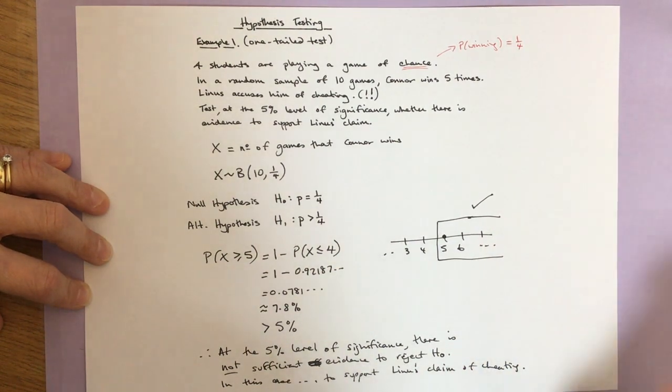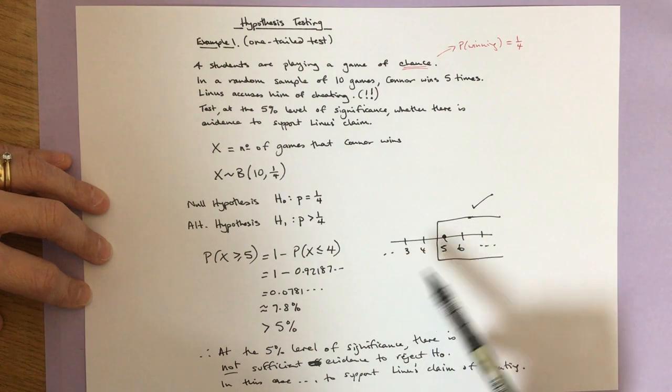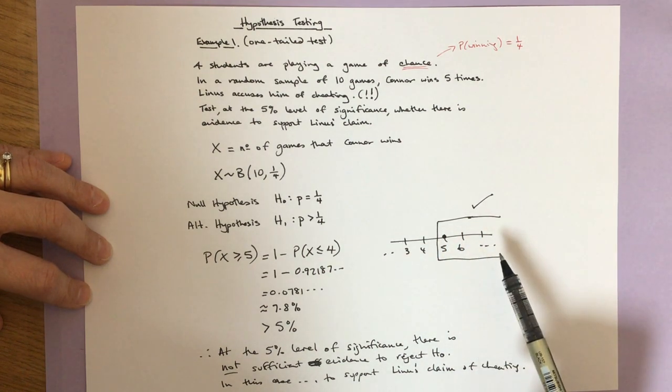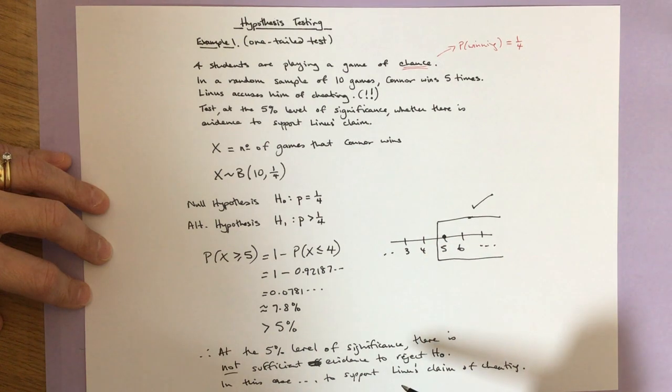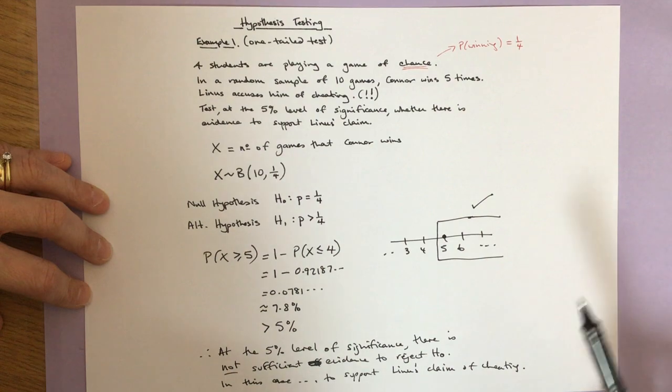Okay, so that's our first example. What I'm going to do is stop the video now, and then I'm going to record another way of doing this question, which is to look at critical values, which basically means how many games would Connor have had to have won for Linus to have some evidence of some cheating going on. Okay, so have another little go through that, maybe play this video again, and I'll upload the next video in a second.